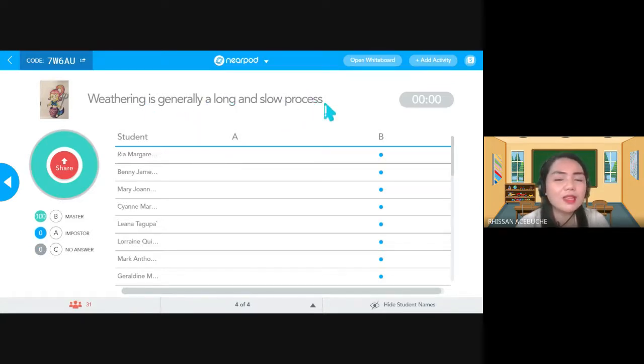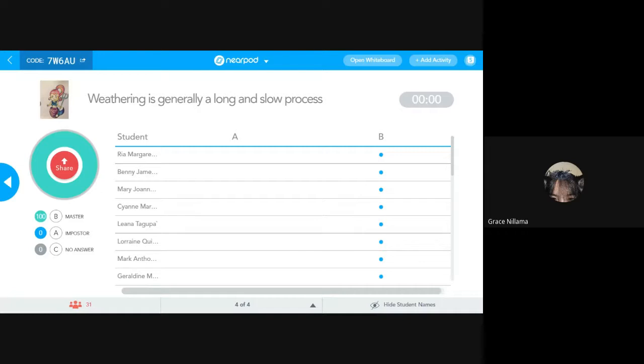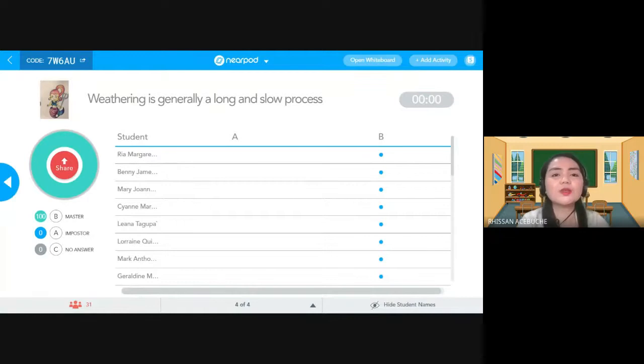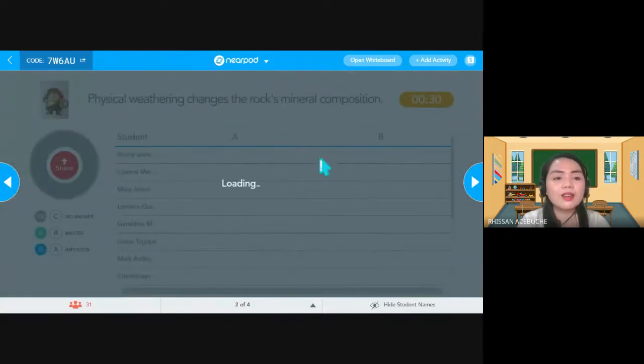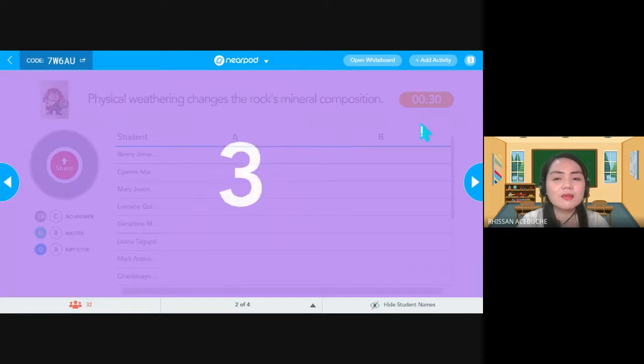So this statement is actually true. Why do you think so? Can someone explain? Yes, Nilyama. Because weathering is a continuously repetitive process and the rocks are solid, so they do not break down or split apart that quickly. That's right. So just like what I said earlier, weathering leads to soil formation, and soil really takes a long time to form, right? Okay, let's try the last statement here.